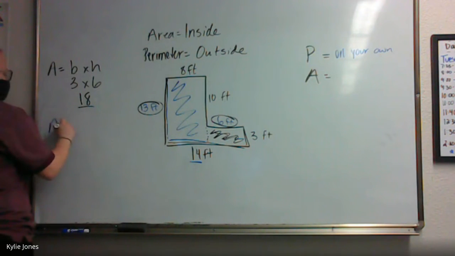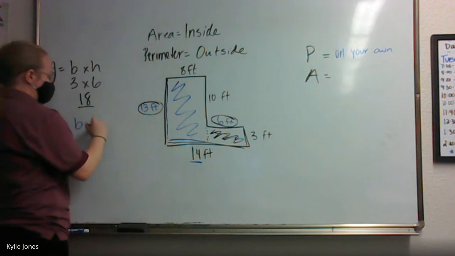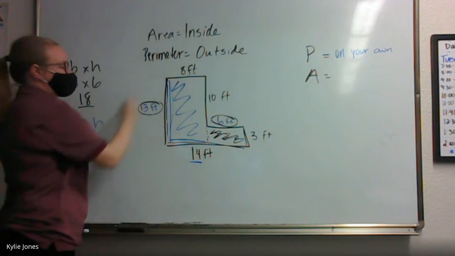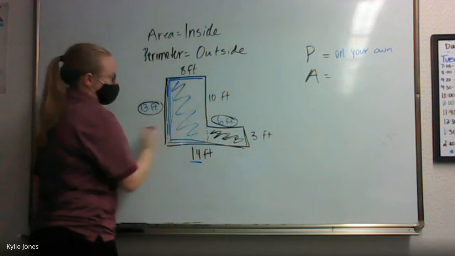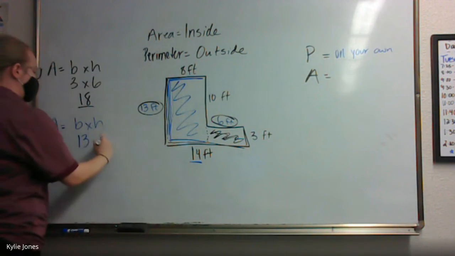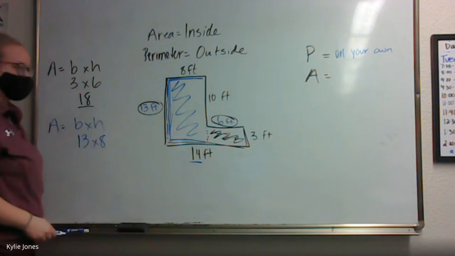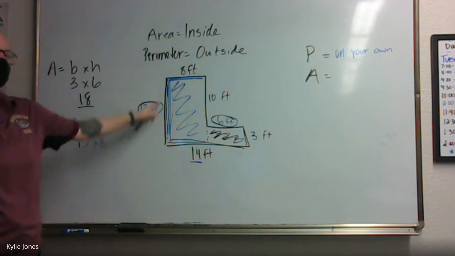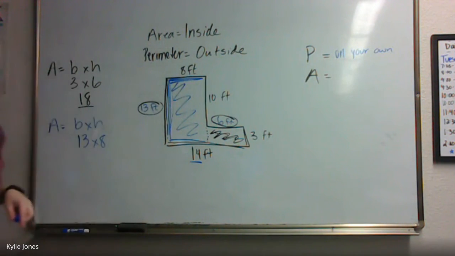Now we have to find the area of the bigger one, the blue one. Base times height on this one. What is our base and our height? 13 is our base. It's not 14 because the 14 goes all the way across. So it's 13 times 8. Where did you get 13? 13's right here. It's this side length, like the height of it. And I got the 8 because we split our rectangles up, so the 8 is only the base of this one. So 13 times 8, what did you get?